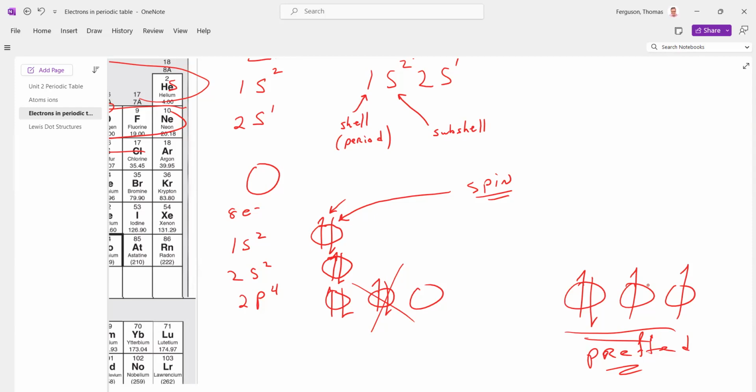It's pretty wild. Okay, so what we're doing is, if we have multiple electrons in a subshell that has multiple orbitals, suborbitals like this, we're going to give an electron to each one first, then we start pairing them up.